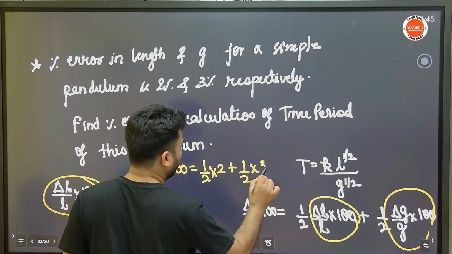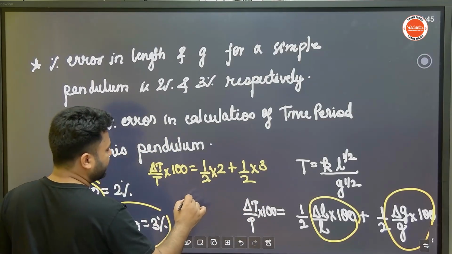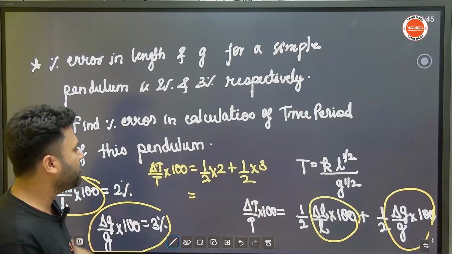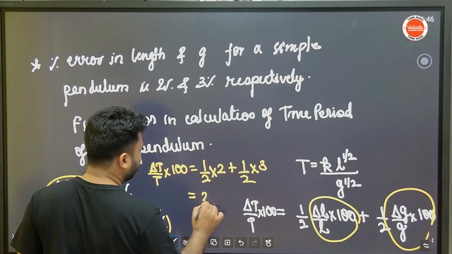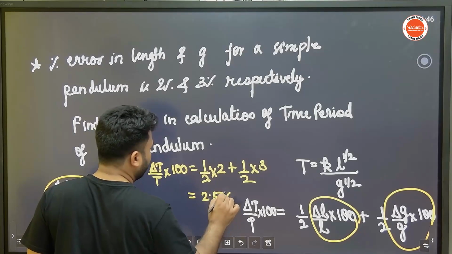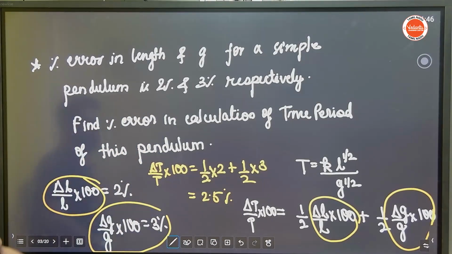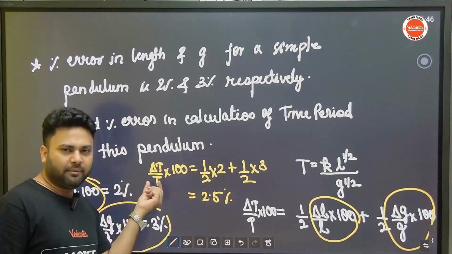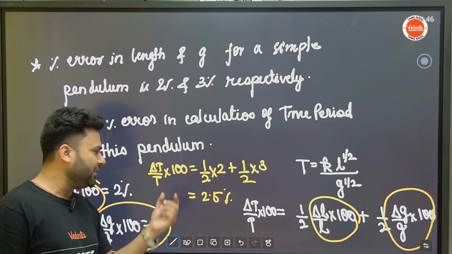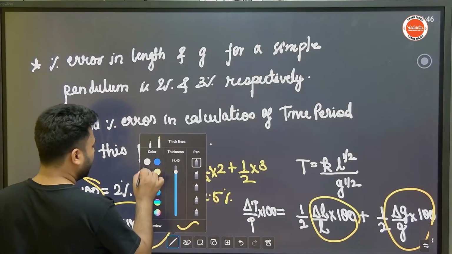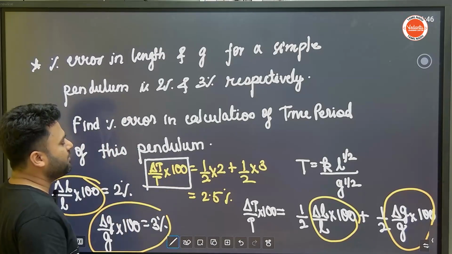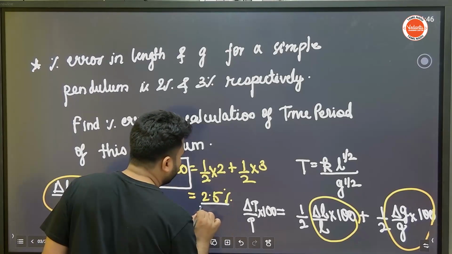So half into 2 is 1, plus 3 by 2. 3 by 2 is 1.5, plus 1, that is 2.5%. Delta T by T into 100. They were asking percentage error in time period. Relative error is delta T by T. Percentage error is delta T by T into 100. This they were asking. So delta T by T into 100, that is the percentage error in time period, we are getting 2.5%.